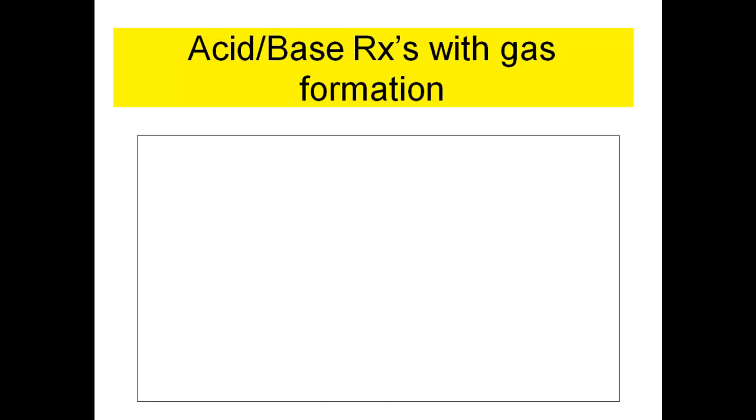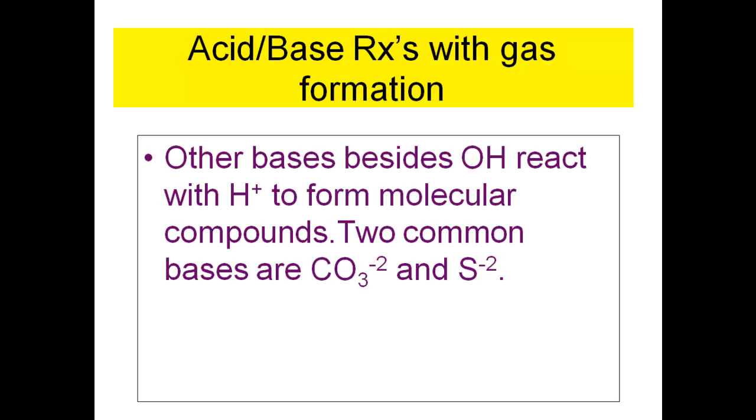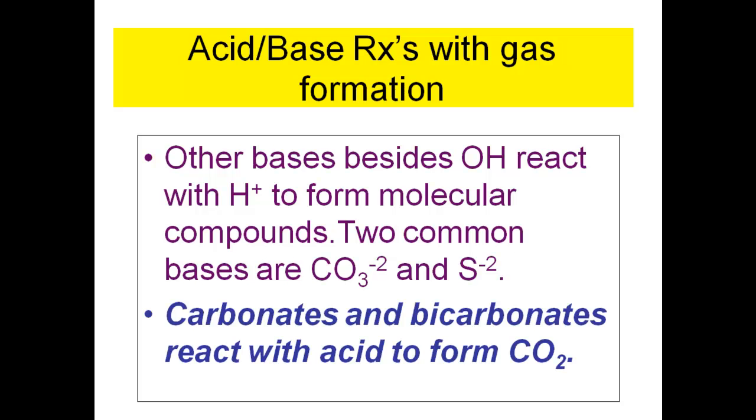Sometimes when you have acids and bases react, you'll see that a gas forms. And this will happen because some bases are not all made up of OHs. We do have some bases that will have carbonate ions or will have sulfide ions in them. So when an acid and base react in this instance, you're going to see a gas form during the neutralization. That's because bases that have carbonates or bicarbonates will react with an acid to form carbon dioxide gas. An example of this would be taking vinegar and baking soda.